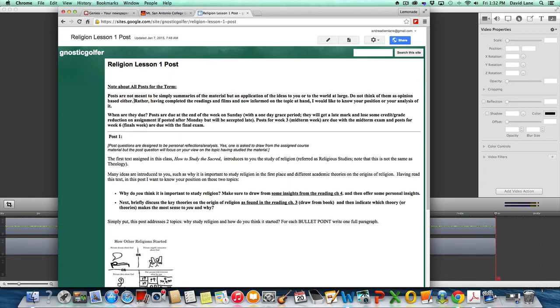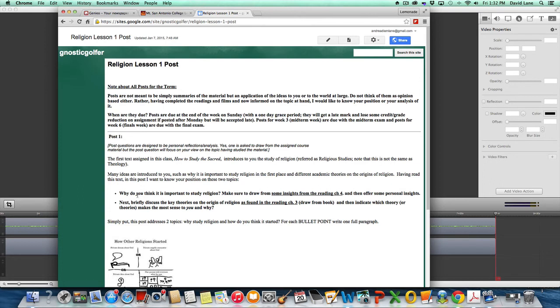And then what they're meant to be is not simply a summary of the material and a summary of the films. No, it's your position on a topic. And it's your position on the topic having completed the reading and the films on it. It's not just your opinion in general. It's really having studied it, been educated about that topic, and then what your position is on it.